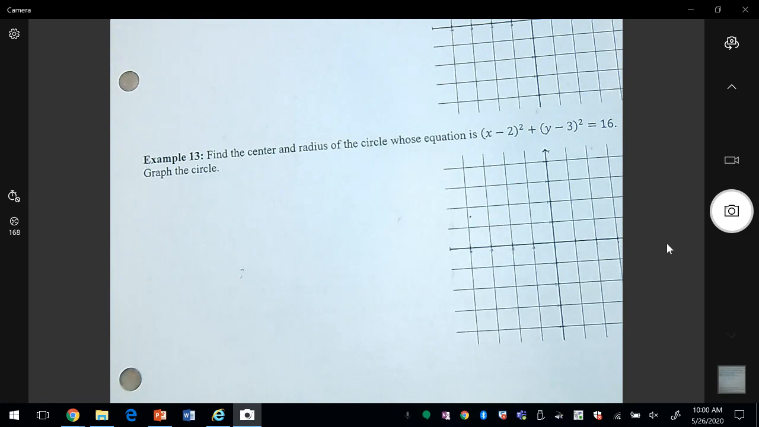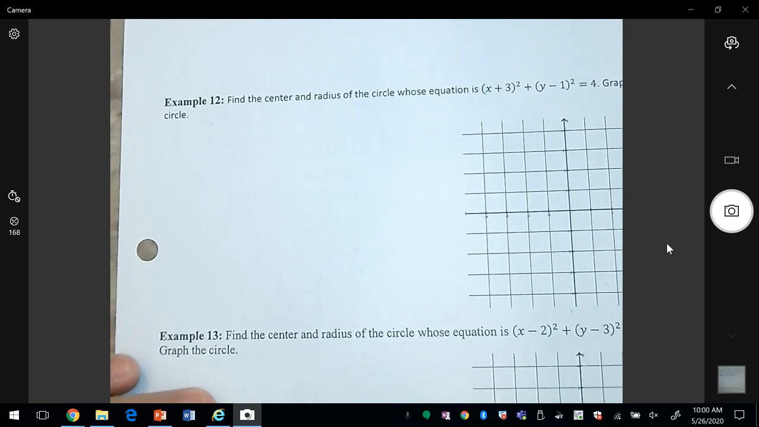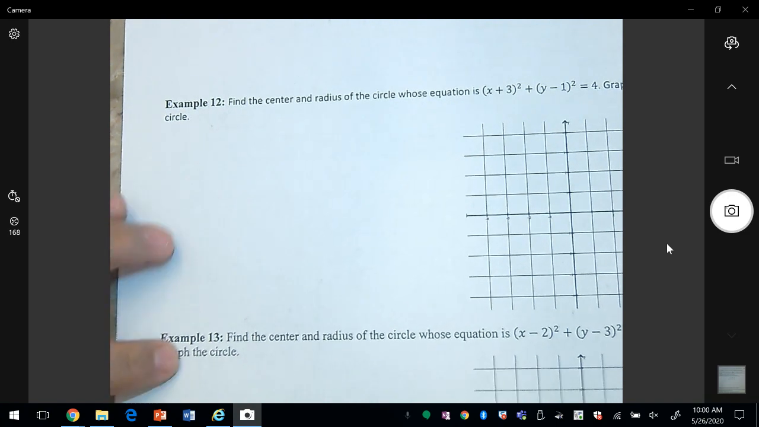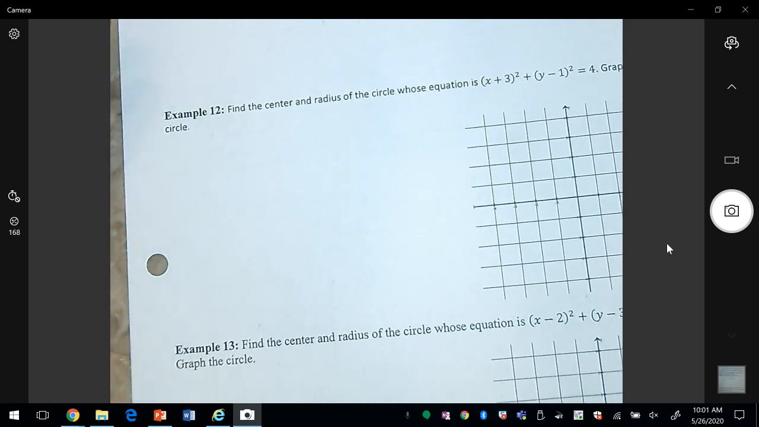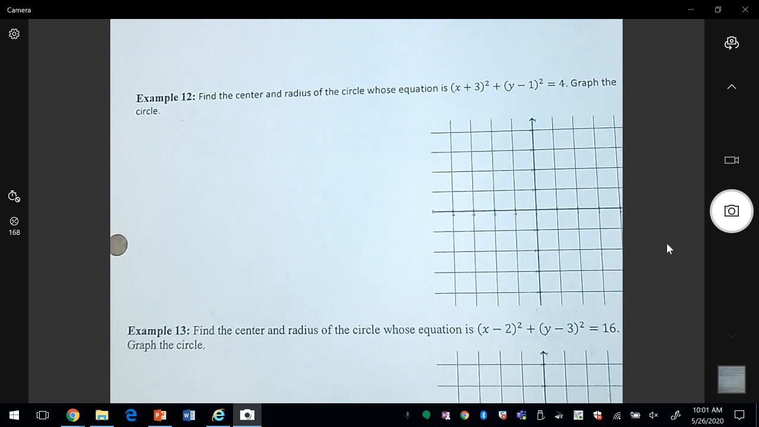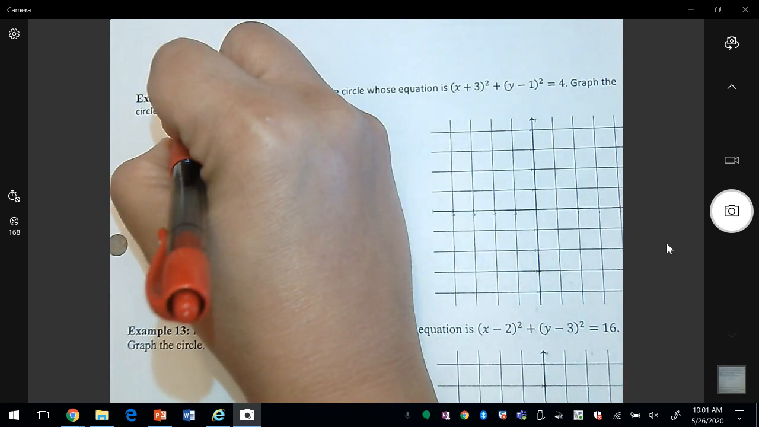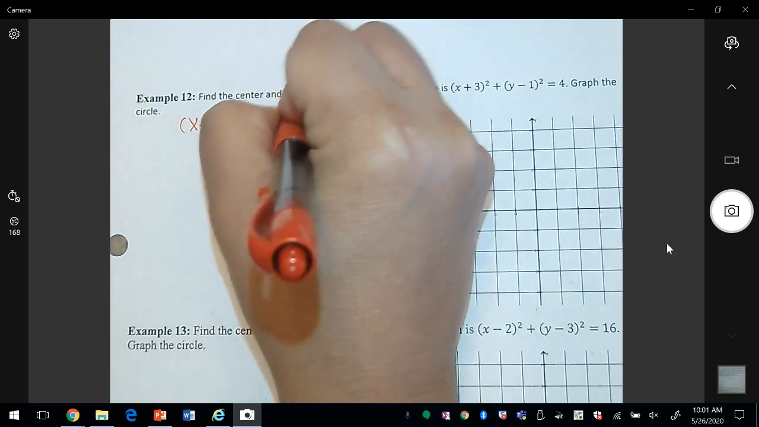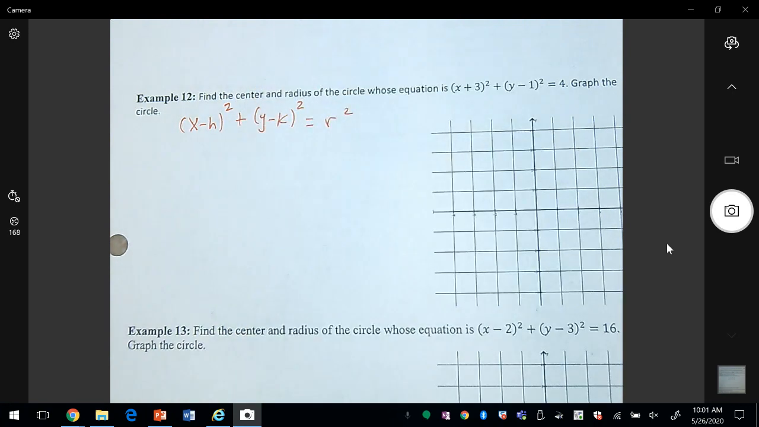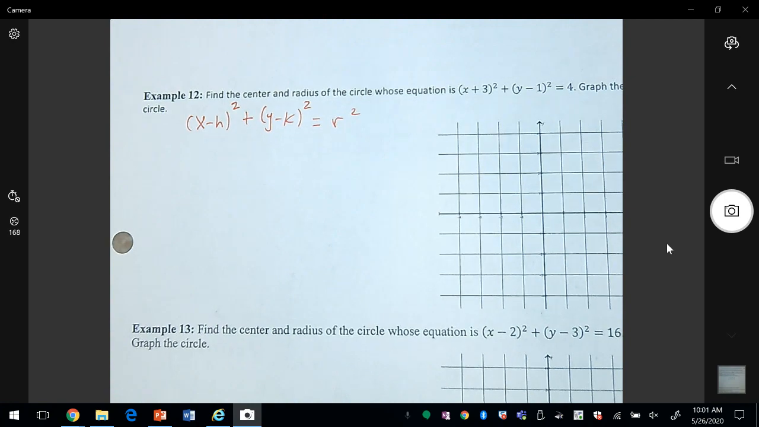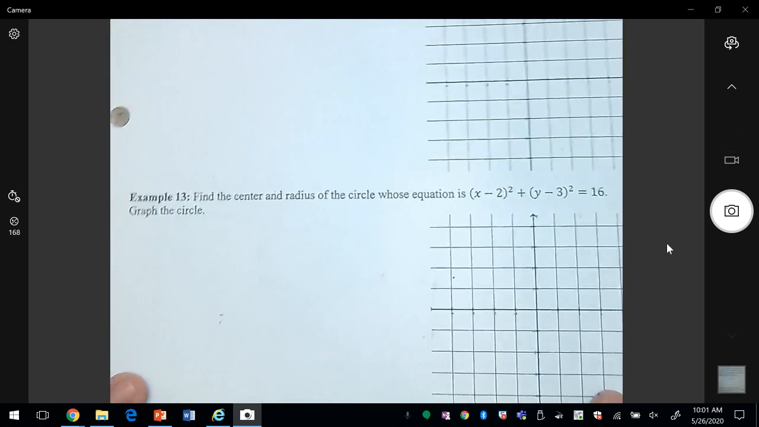So let's go to the next page. Let's work on example 12 and 13, and then we'll come to example 11. So first I'm going to do example 12. I always like to write down the formula just so it's in front of me. Okay, and then I'm going to go ahead and write, in fact, let's do example 13 first.